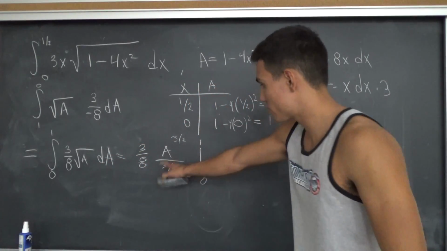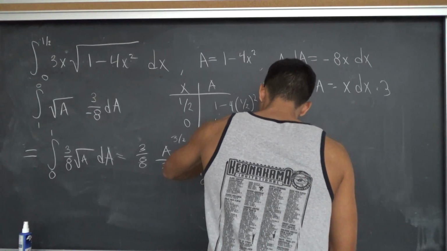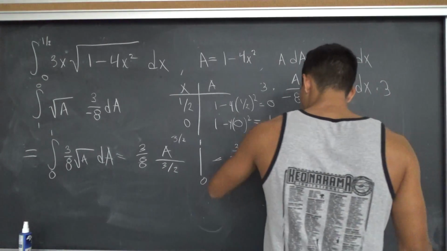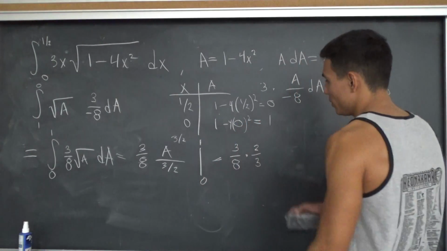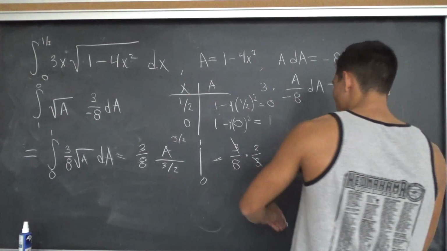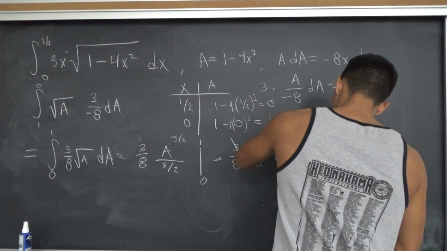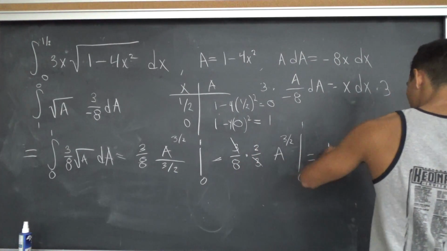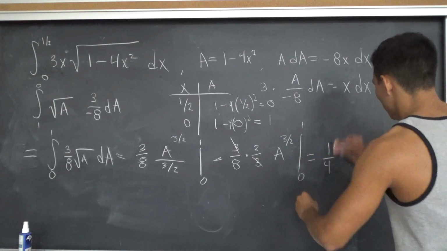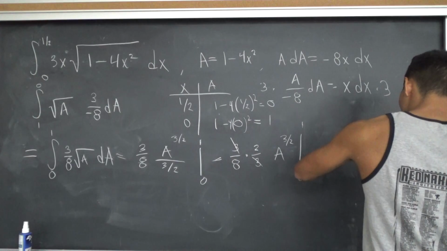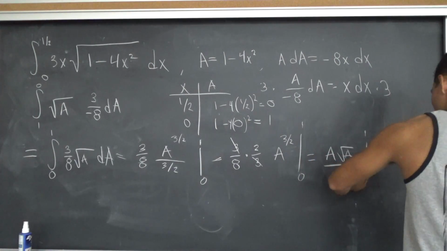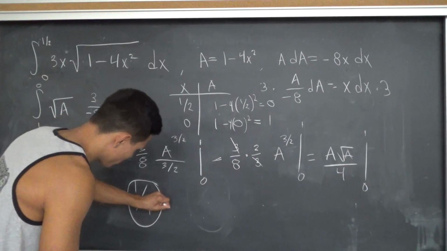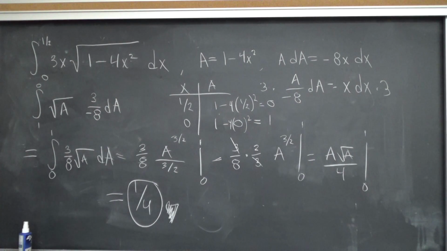Let's simplify this a little bit. This looks a little ugly like this. So you can rewrite that as 3/8 times what? So 3 over 2, it becomes 2 over 3. The 3's can go away. 2 over 8 is 1 over 4. So we have a to the 3/2, 1 to 0. Another way of saying this is a square root a over 4, 1 to 0. What does this become? Becomes 1/4. There we go.